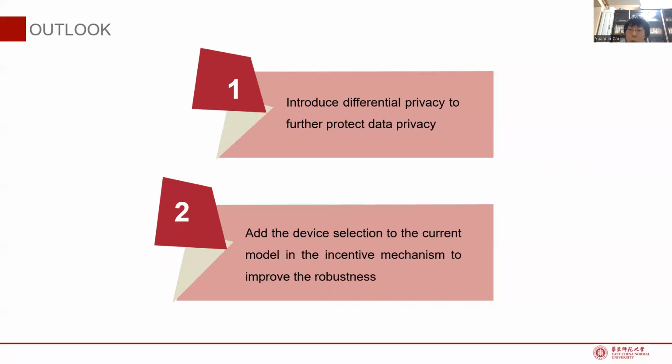In the future, we will consider introducing differential privacy to further protect data privacy. In addition, the incentive mechanism designed in this paper does not consider the issue of device selection. Adding the device selection is beneficial to improve the robustness of the algorithm.